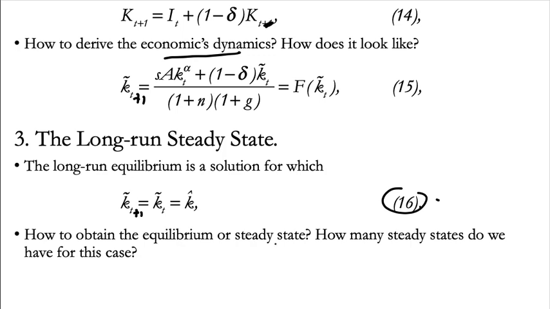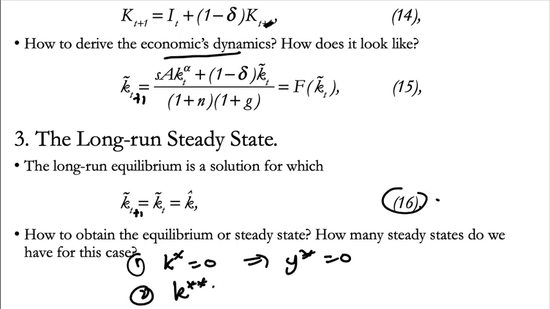So how to obtain the equilibrium or steady state here? In order to obtain this, usually we have two steady states. The first one is, let's call it K star equal to 0. That means Y star is also equal to 0. And this is the first one. The second one, K double star, equals what? In order for you to find it, you have to make sure that this one is K hat, change it to small letter K hat, change this one to small letter K hat as well, change this one to small letter K hat as well.